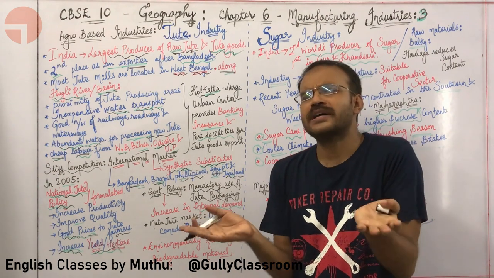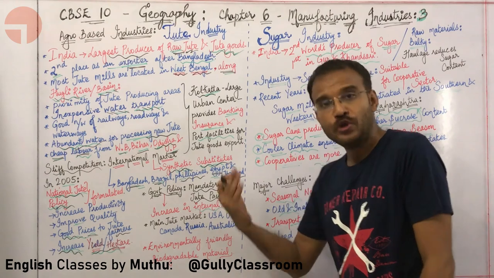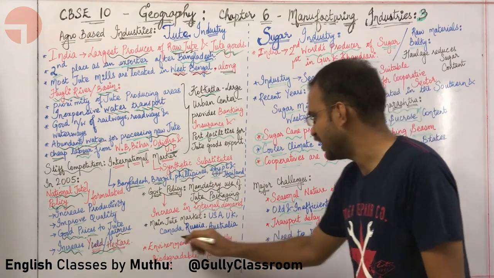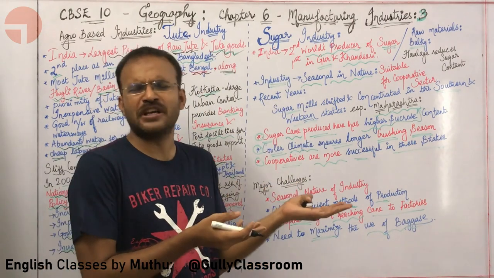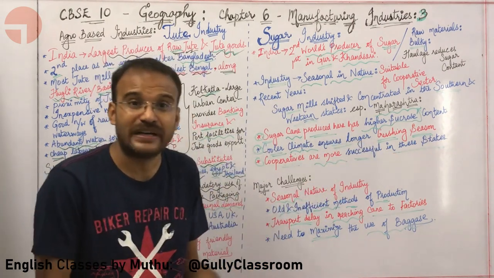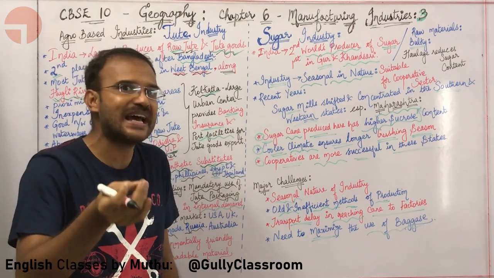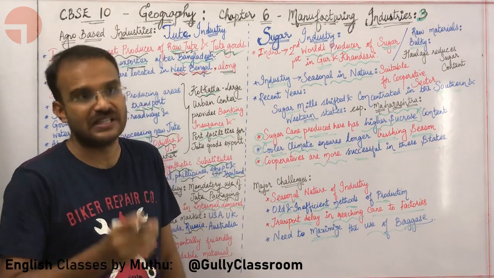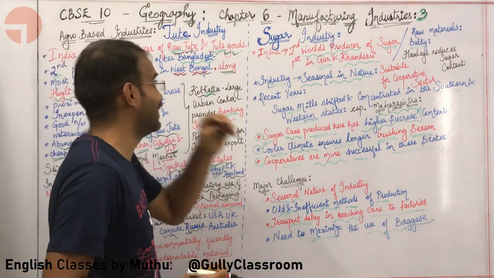Sir, what are the countries we are exporting jute to? We are exporting jute to USA, UK, Australia, Canada, Russia. And jute is an environmentally friendly alternative. So nowadays people are encouraged to use jute in packaging rather than synthetic materials that are not biodegradable. Yeah? Okay, let us go for the sugar industry.